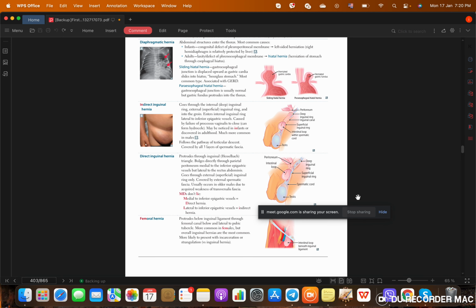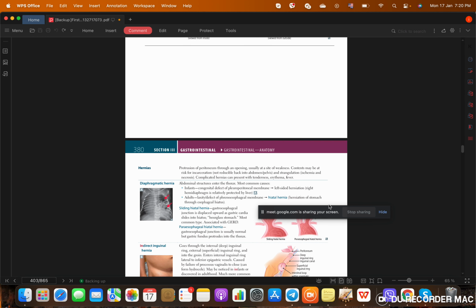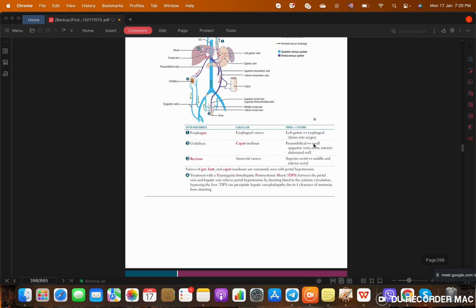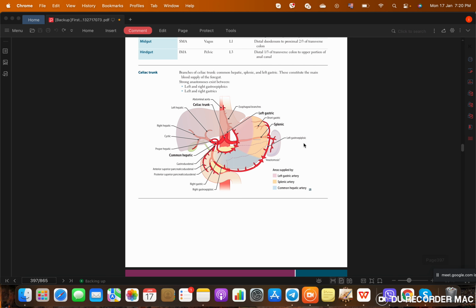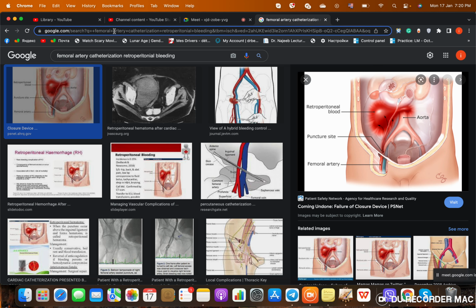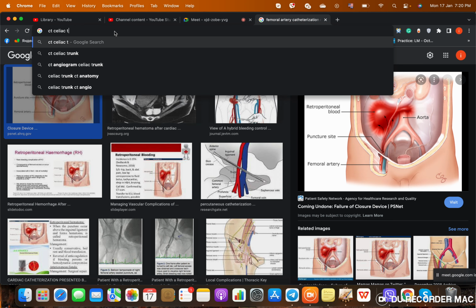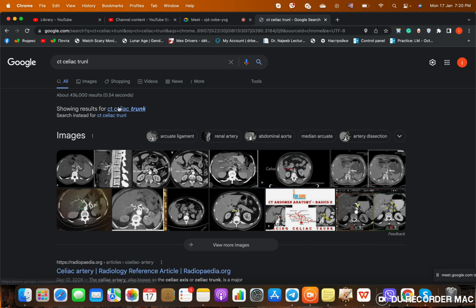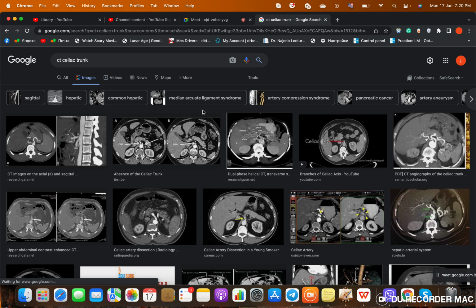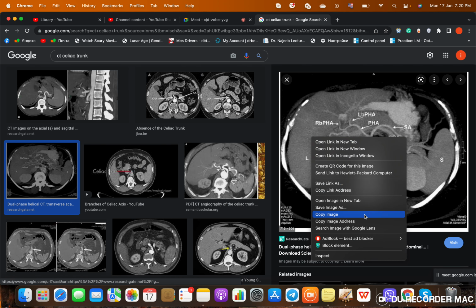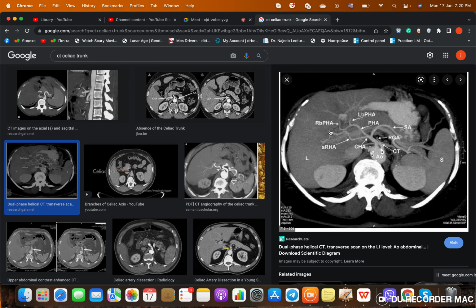So yes, as we were speaking regarding the blood supply of our intestine, the celiac trunk is super important, and you need to be able to identify it on a CT scan. You should not identify the branches. You should know how to identify the celiac trunk itself.